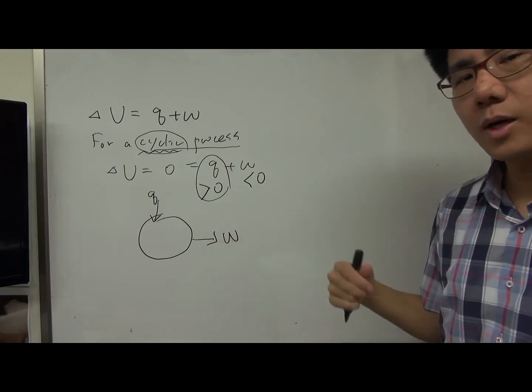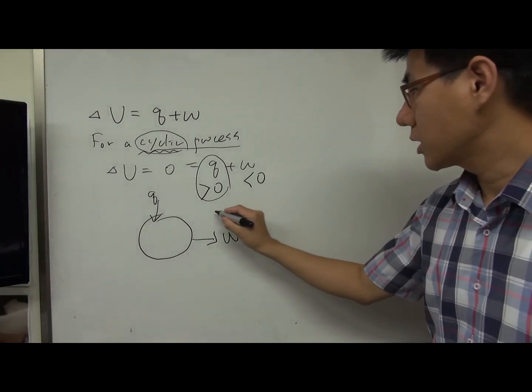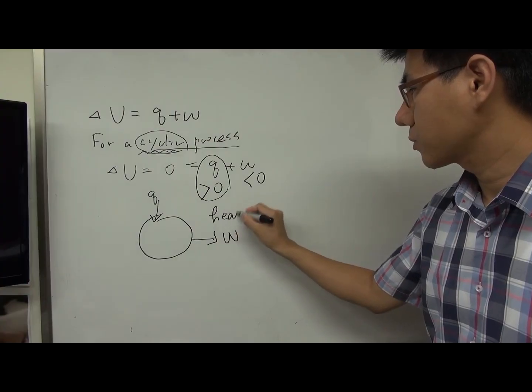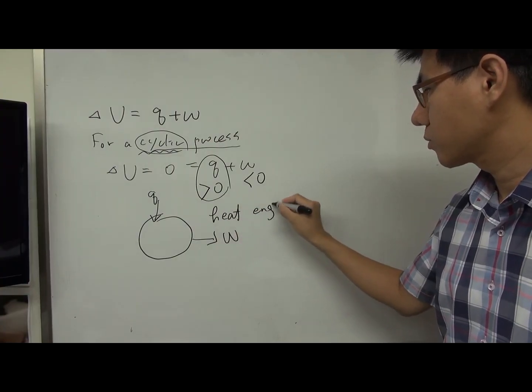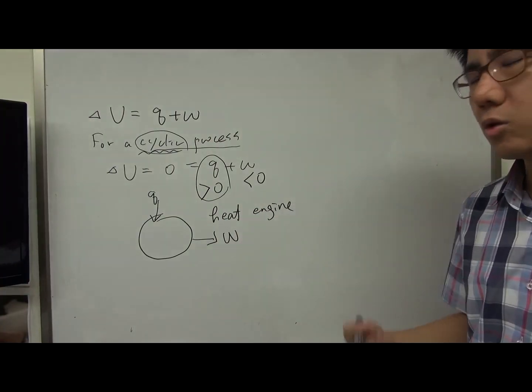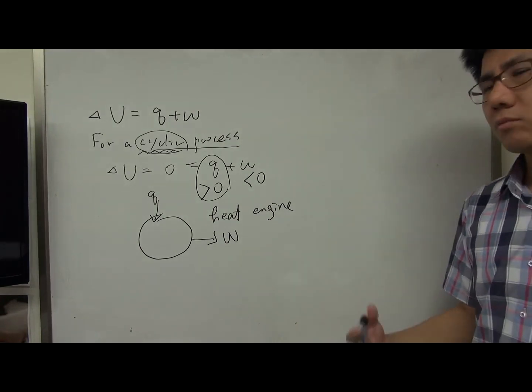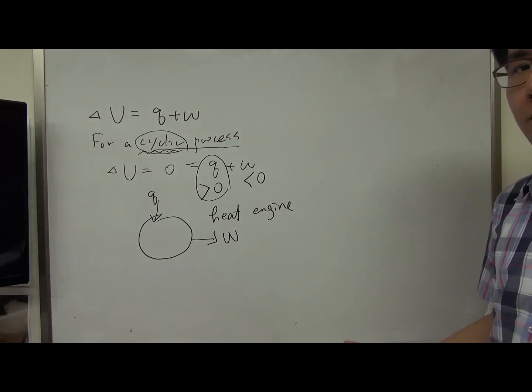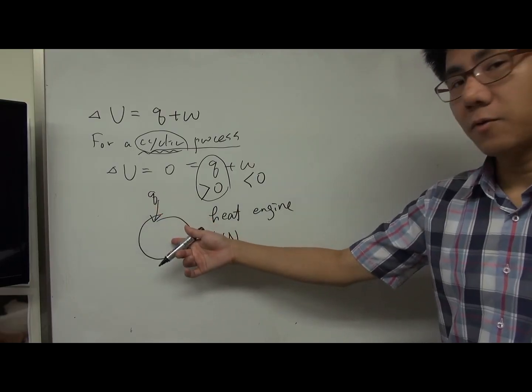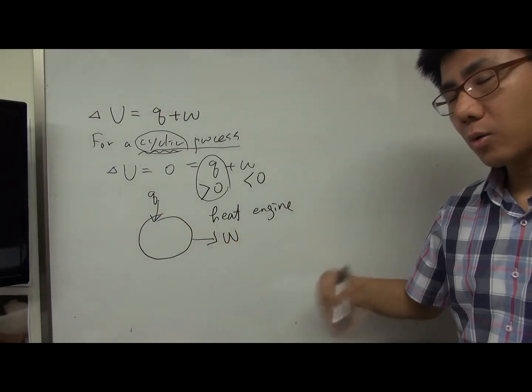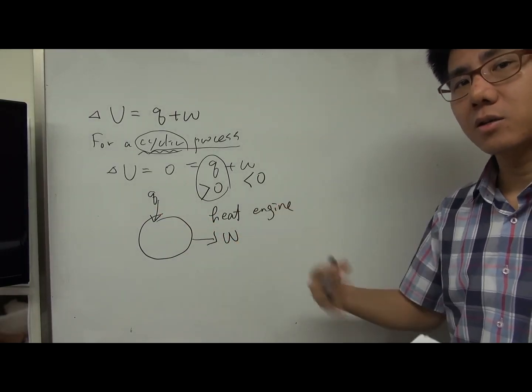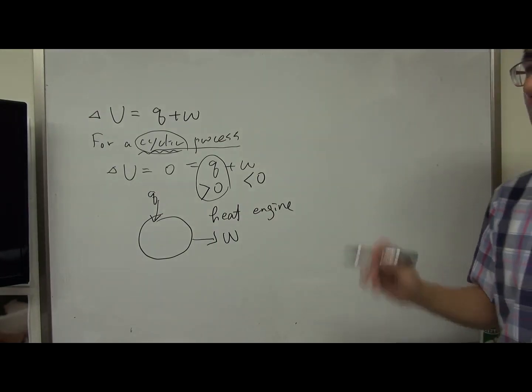So this kind of instrument is called a heat engine. You can imagine an automobile or any kind of engine, right? It basically absorbs heat and converts it into work while running in a cycle. Okay? This is a heat engine.